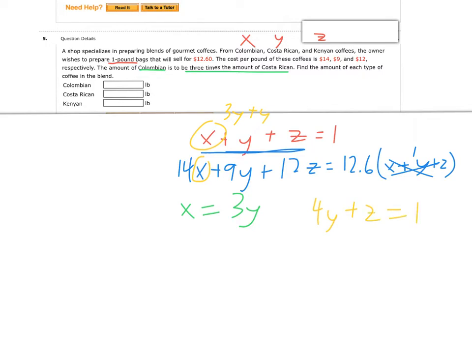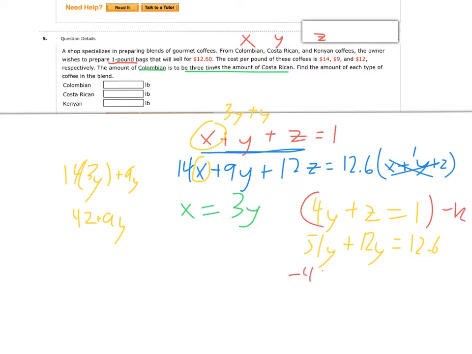Now this other one will be 14 times 3y plus 9y. So I'm going to figure that out off here on the side. 42y plus 9y. So that's going to be 51y plus 12z equals 12.6. And I'm going to go ahead and multiply that by 1, which is done. All right, so now I'm going to solve this one by multiplying this one by negative 12. So that's going to give me negative 48y minus 12z equals negative 12, which would mean that 3y equals 0.6. And if we divide by 3, we get y equals 0.2, which is really 1/5.